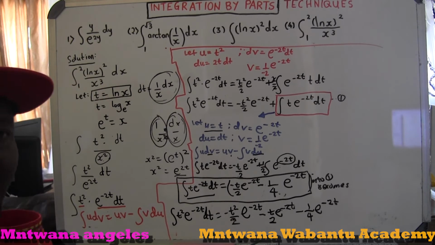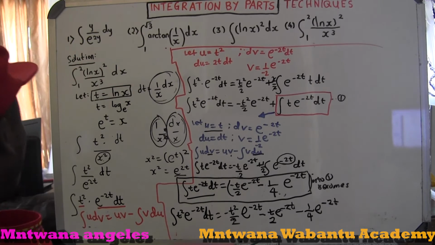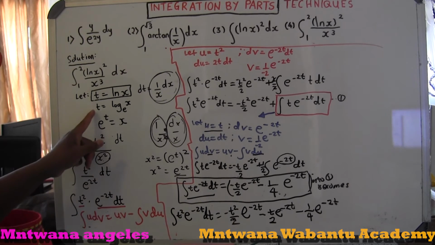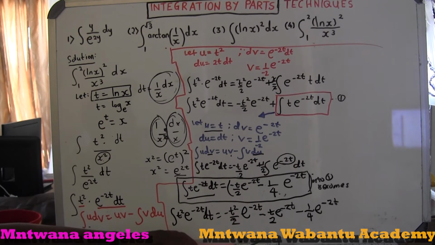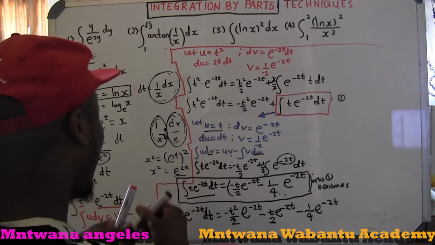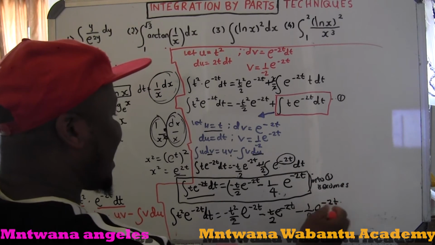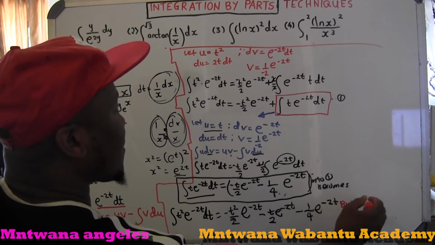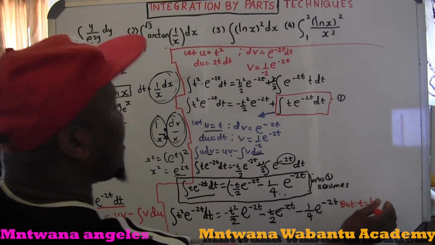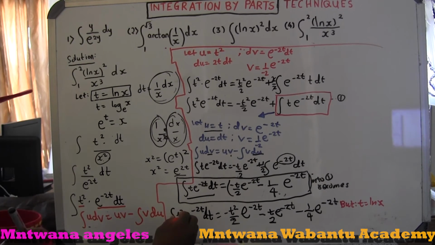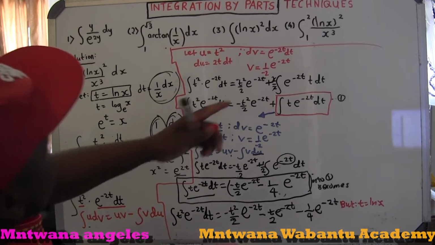But remember, they didn't ask us in terms of t, they asked in terms of x. So we know the value of t. When we started, what's the t? T equal to ln of x. So whenever there's a t, I have to put ln of x so that then I substitute the limit. Everything where there's a t must be ln of x, and finish up our question. Then after that, we'll put our limit, which is 1 to 2.